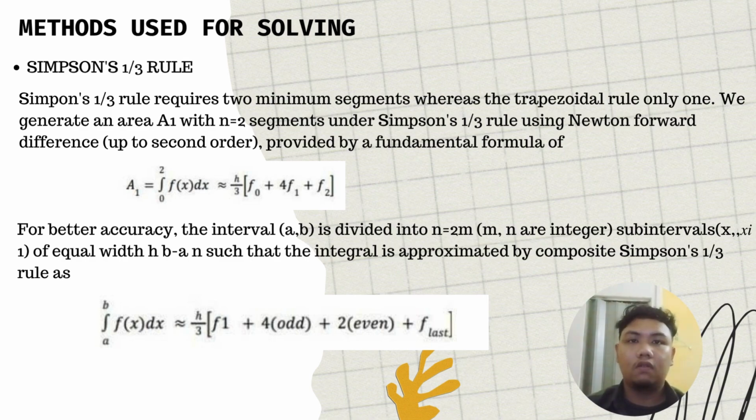The second is Simpson's 1/3 rule. This rule requires a minimum of 2 segments where the trapezoidal rule requires only one. We generate an area A1 with n equal to 2 segments under Simpson's 1/3 rule using Newton forward difference up to second order, provided by a fundamental formula. And for better accuracy, the interval A and B is divided into n equal to 2m, where m is an integer, subintervals of equal width h, such that the integral is approximated by the composite Simpson's 1/3 rule as this formula.